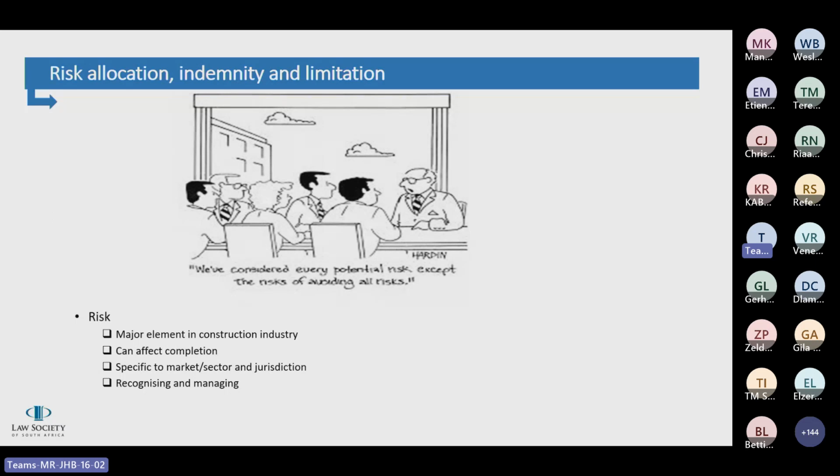There are many risks which we find to be market or sector specific, as well as specific to certain jurisdictions. And the key with dealing with those is to firstly understand the risks associated with that market or sector or jurisdiction, and then to manage it through contract mechanisms that work for it, rather than to just try and avoid it or just try and give it over to the other party because you don't want it.